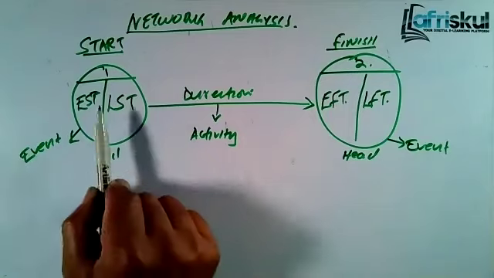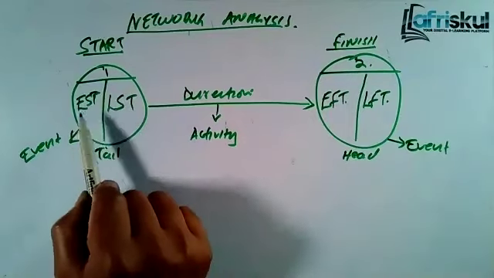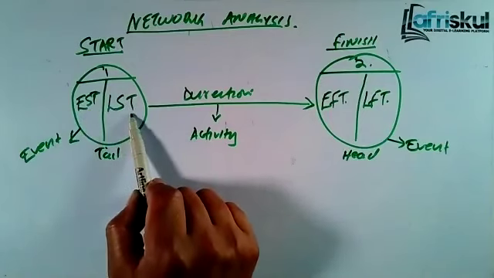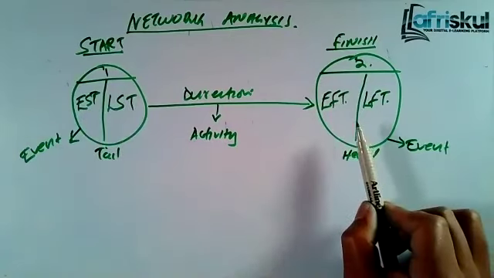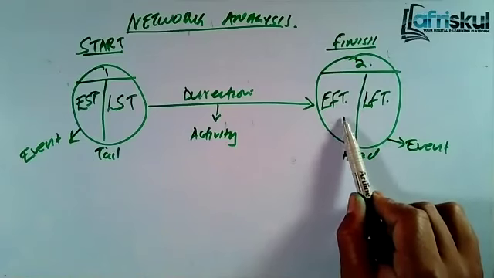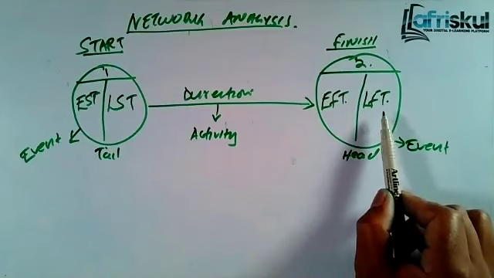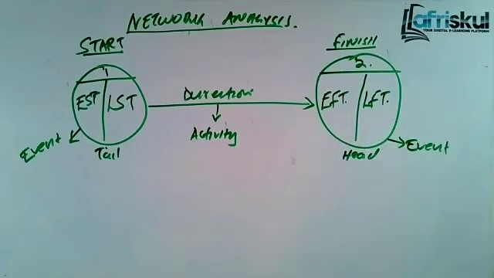So we have divided them into 2. This is the earliest start time, this is the latest start time. You come here: this is the earliest finish time, and this is the latest finish time. So with that, we get to analyze what we call the float.